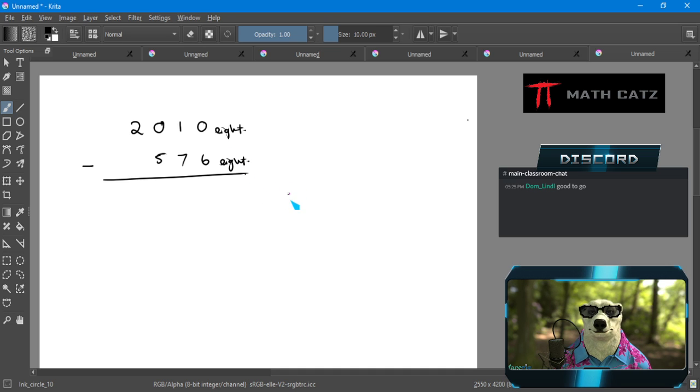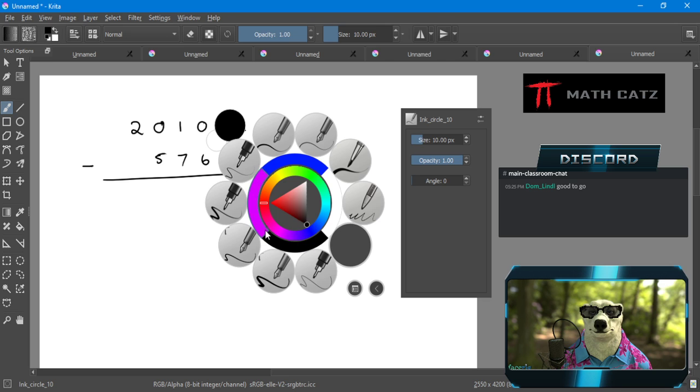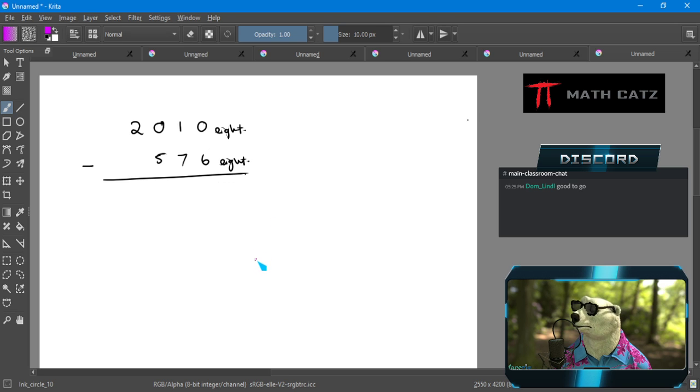So let's get some color here. Color makes everything better. 0 minus 6? Nope, not happening. Take that 1. Well, take 1, and I only have 1. To borrow, what do I write here? You can't write 8, so you can decide.